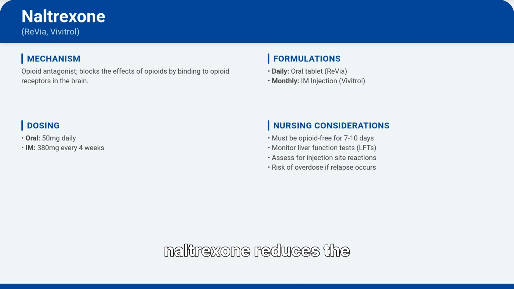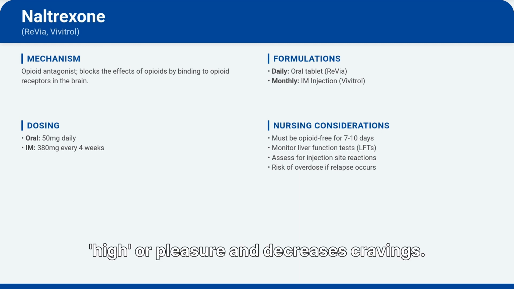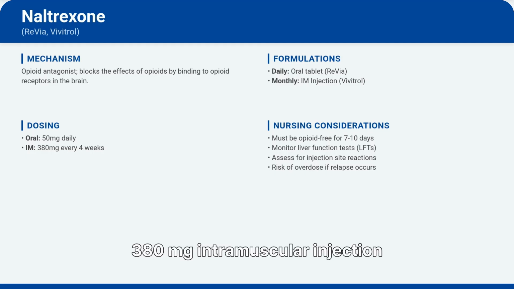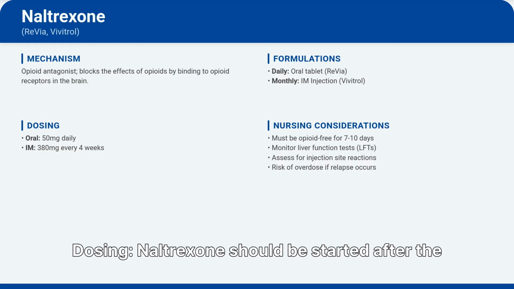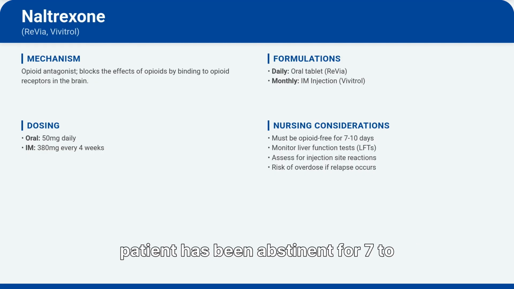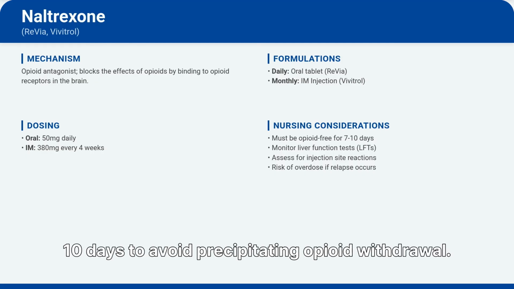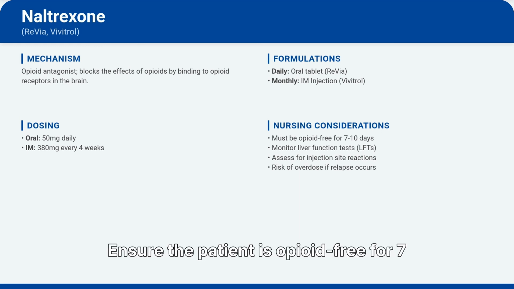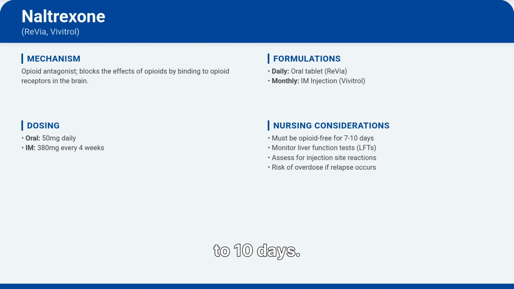By blocking these receptors, naltrexone reduces the high or pleasure and decreases cravings. Formulations. Oral naltrexone, Revia, 50 mg once daily tablet. Injectable naltrexone, Vivitrol, 380 mg intramuscular injection once monthly. Dosing. Naltrexone should be started after the patient has been abstinent for 7 to 10 days to avoid precipitating opioid withdrawal. Nursing considerations. Check liver function before starting. Ensure the patient is opioid-free for 7 to 10 days.